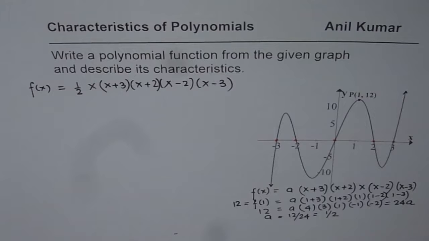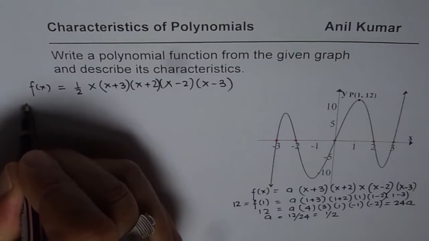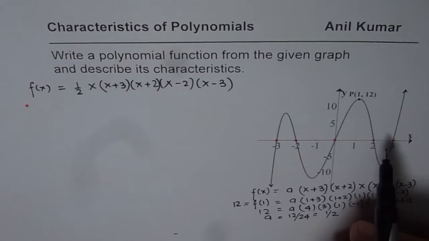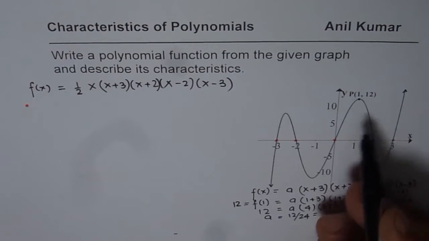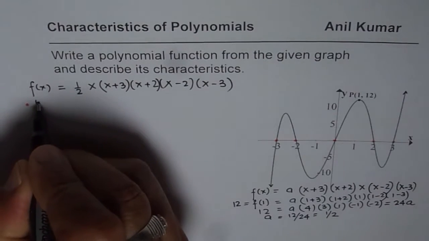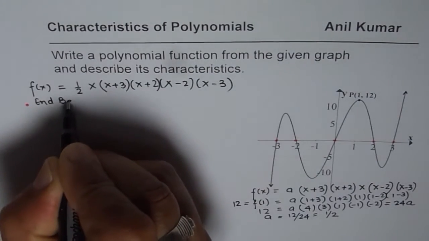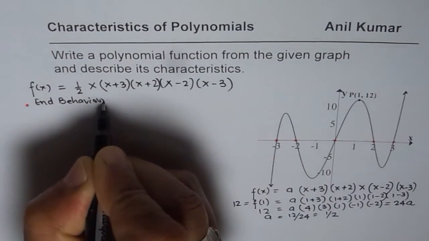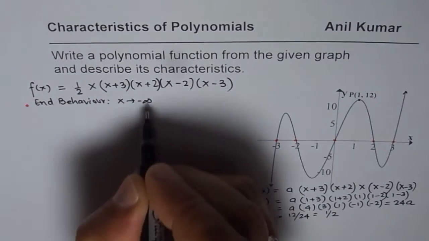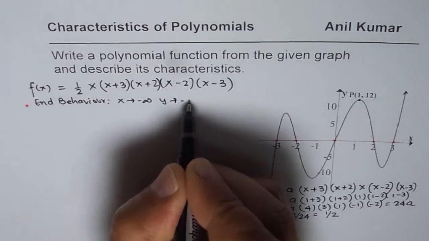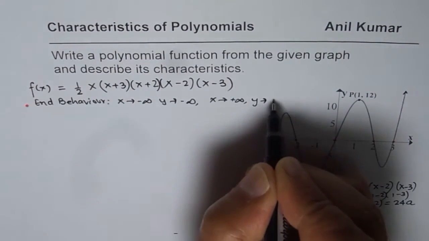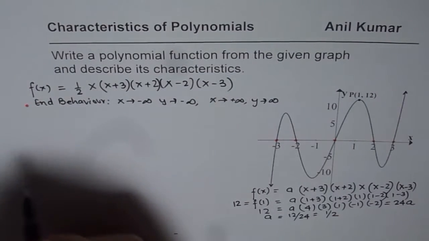Now let us concentrate on characteristics. What do you notice? One, since the end behavior is opposite ends, we can write the end behavior. When x approaches minus infinity, on this side, y approaches minus infinity, and when x approaches positive infinity, y approaches positive infinity. That is one thing which you see.